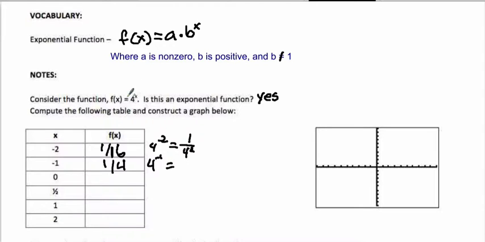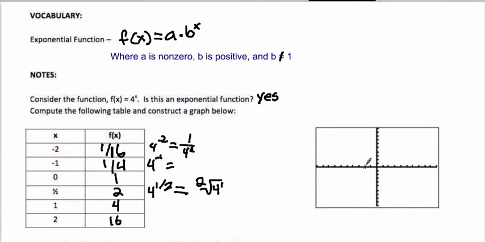4 to the power of 0. Well, anything to the power of 0 is just 1. Then 4 to the power of 1/2. What is this telling us? Well, remember, this is going to be the square root of 4 to the power of 1. So the square root of 4 is just 2. Now 4 to the power of 1 is going to give us 4, and then 4 squared is going to give us 16.